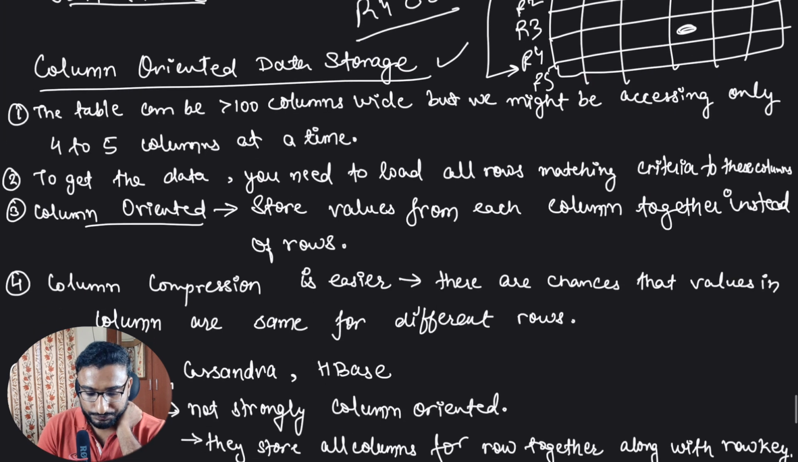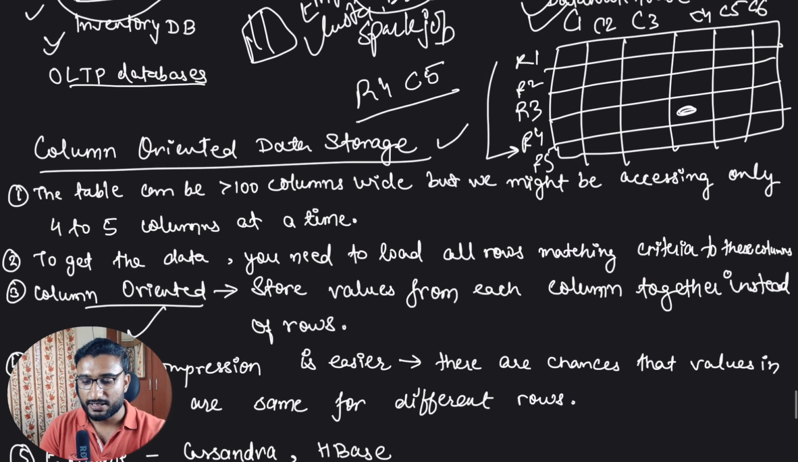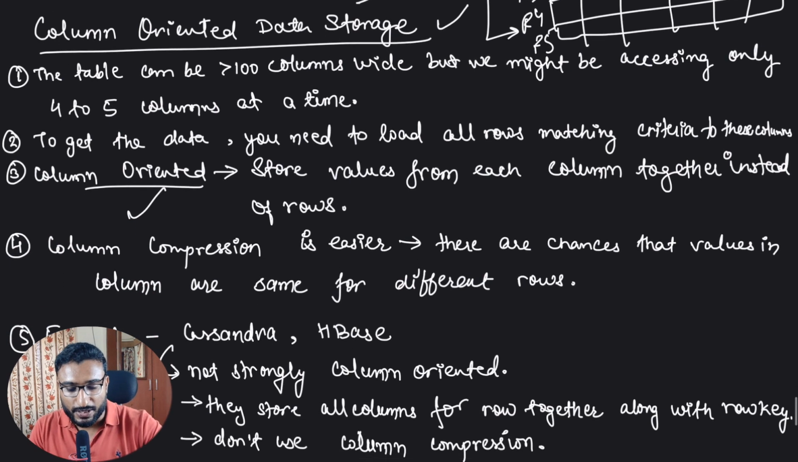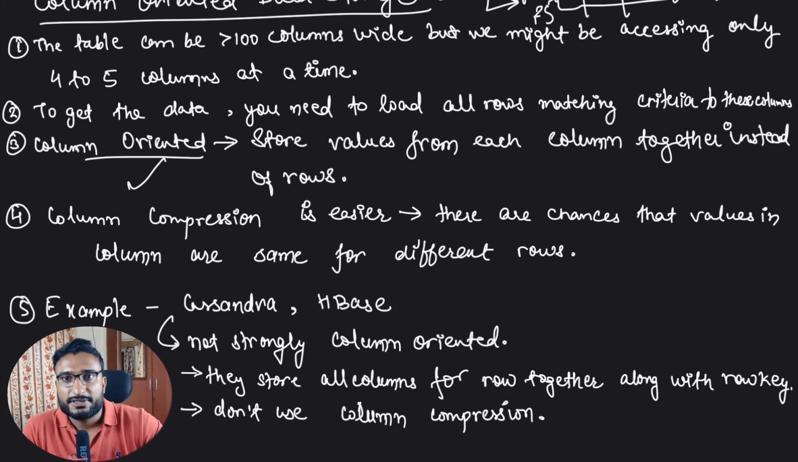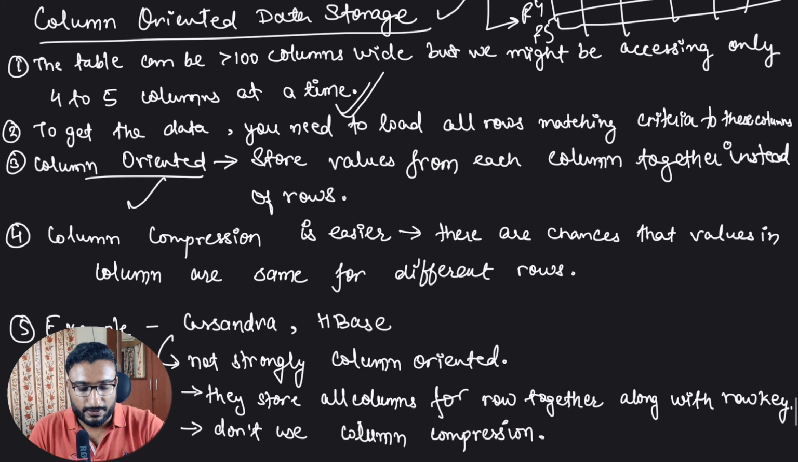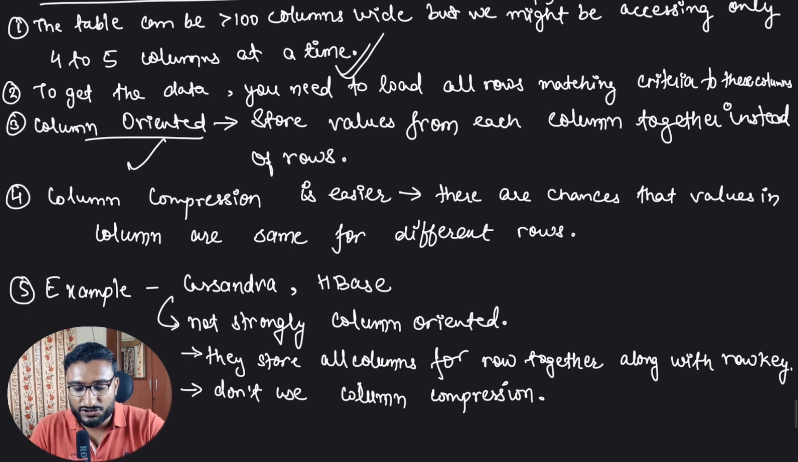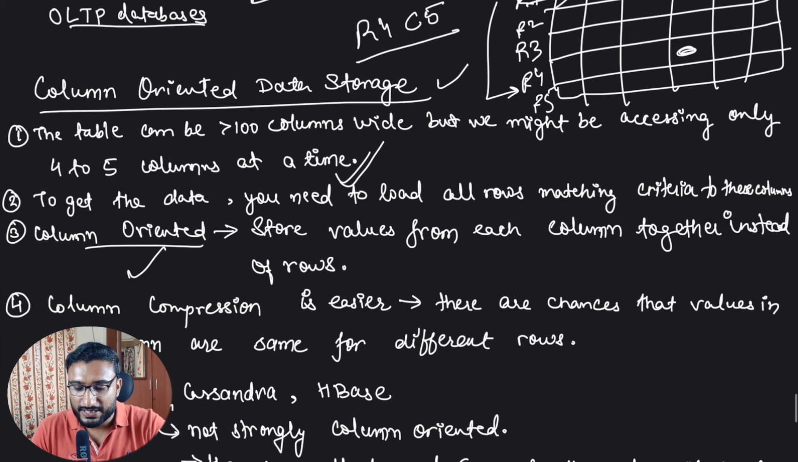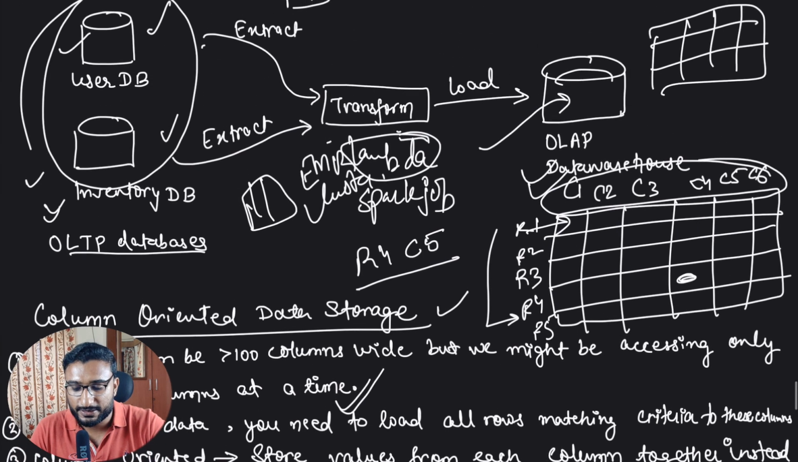What you can do, you can use a column oriented approach where you store the values from each column together instead of rows, okay. Instead of maintaining it via rows, you combine all the values of each column together in this scenario. What are the benefits? One benefit which you are getting is that you can extract that particular column from there. And another benefit is that column compression is easier. Why? Because there is always a possibility that values are repeated.